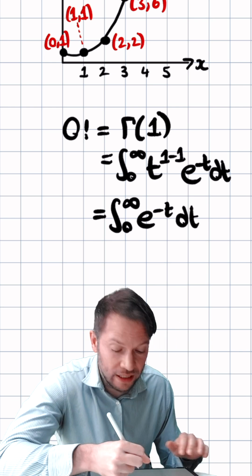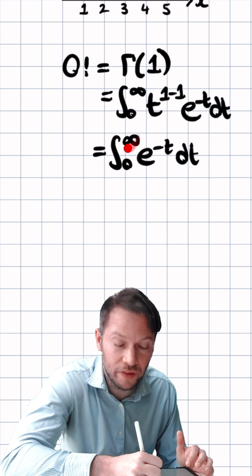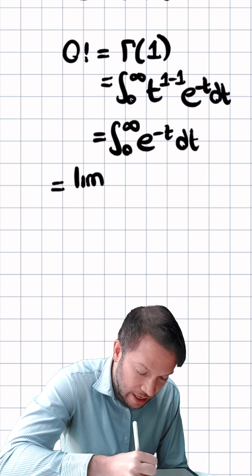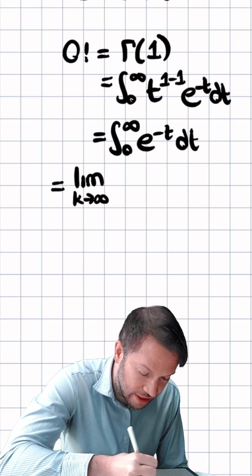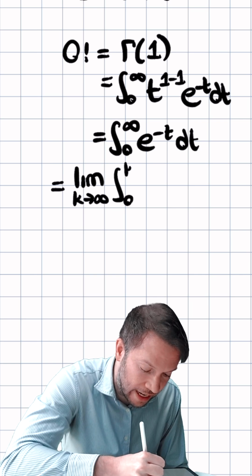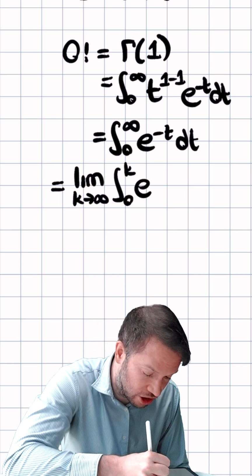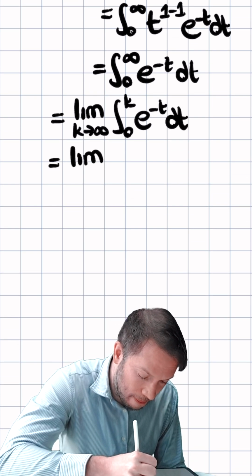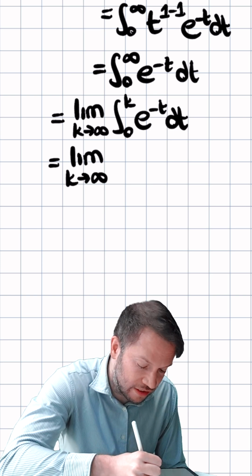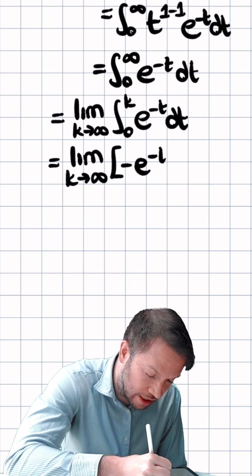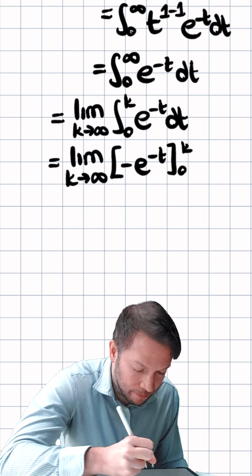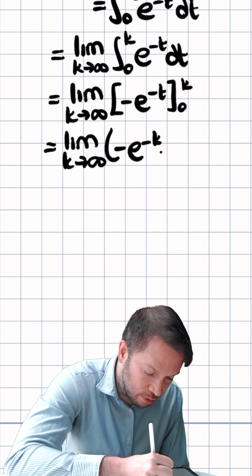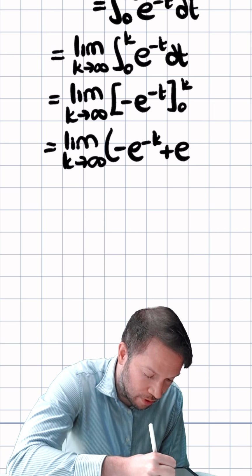Now, this is known as an improper integral because we're integrating to infinity here. So what we do is we write it as a limit. The limit as, let's say, k tends towards infinity of this integral from 0 to k. And the reason we're doing this is because we're not allowed to substitute in infinity. So now we can work out this integral. Well, e to the minus t integrates to minus e to the minus t, and we're integrating between 0 and k. And if we work this out, we're going to get minus e to the minus k, subtract negative e to the minus 0, like that.